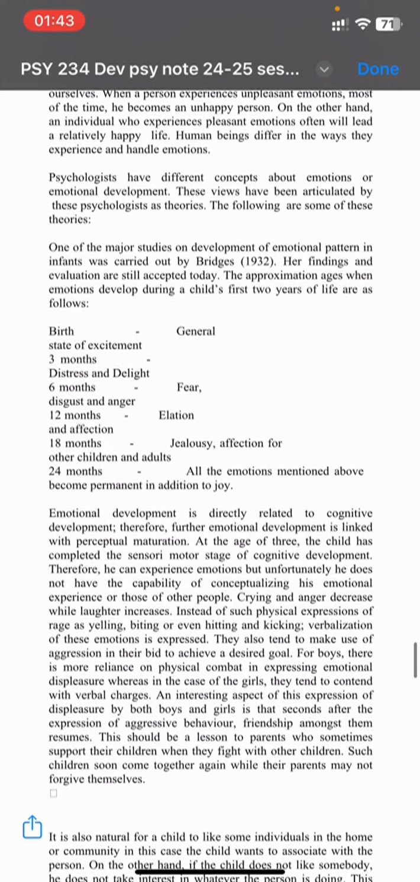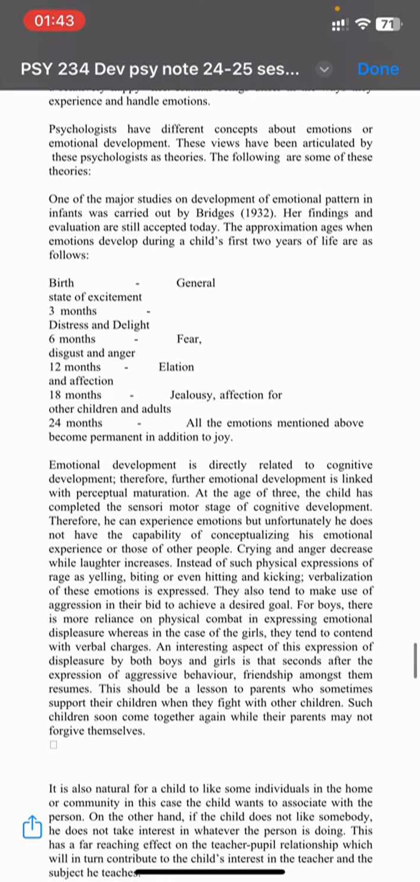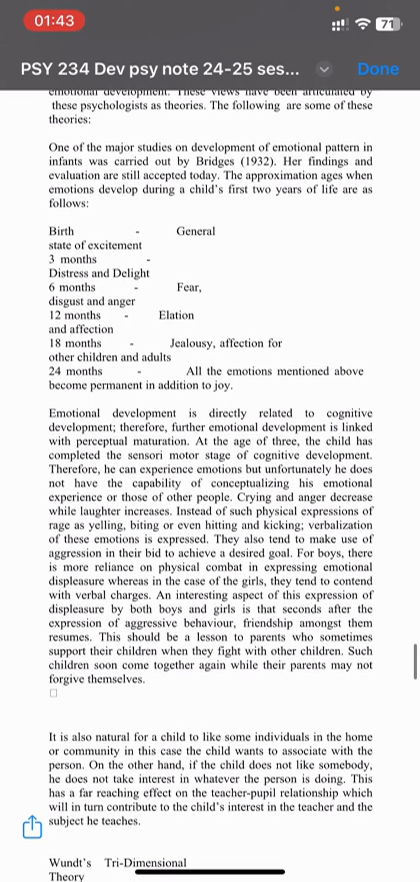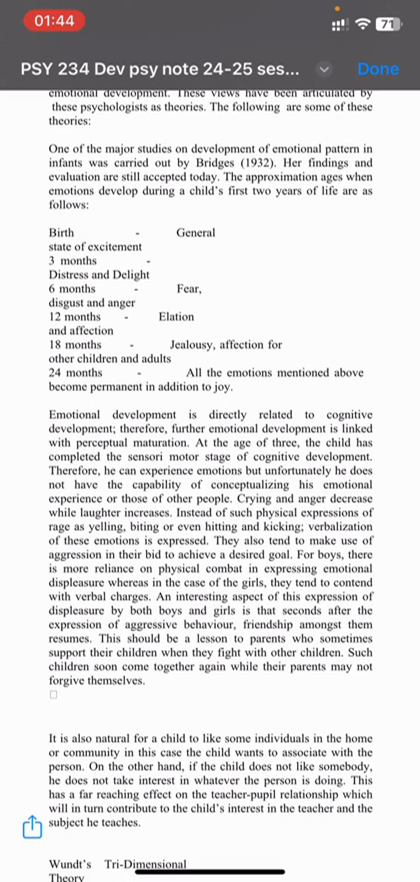Now, emotional development is directly related to cognitive development. Therefore, further emotional development is linked with perceptual maturation. At the age of 3, the child has completed the sensory motor stage of cognitive development.